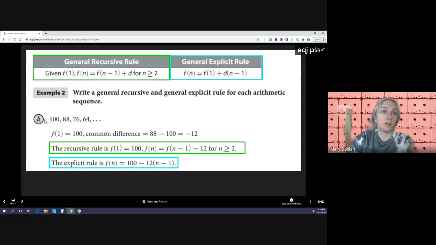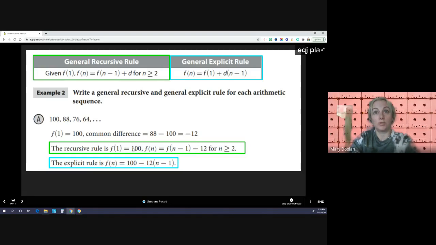So there's an example here. Here's a sequence: 100, 88, 76, 64. The first term is the first value. It's 100. So f of 1, recursive rule, is 100. f of n equals f of n minus 1. Now, the only thing they plugged in that's different is they put plus d. The difference here, since this sequence is getting smaller each time by exactly 12, is negative 12. So they wrote minus 12.